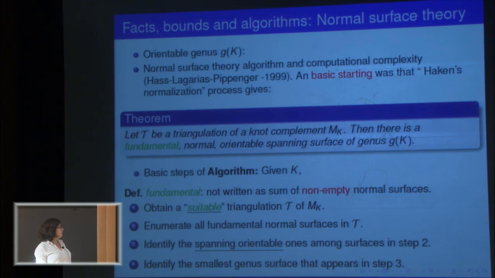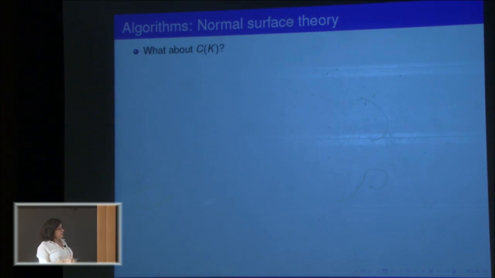At least one can build an algorithm where one starts by obtaining a suitable triangulation of the complement. I don't want to say what suitable is, it involves many things about triangulations. Then you enumerate normal surfaces, identify the spanning orientable surfaces, and then choose the smallest one, all right? Easy or not, at least there is a process that will give you one answer, a number, if you can get it to calculate. So what about C(K)?